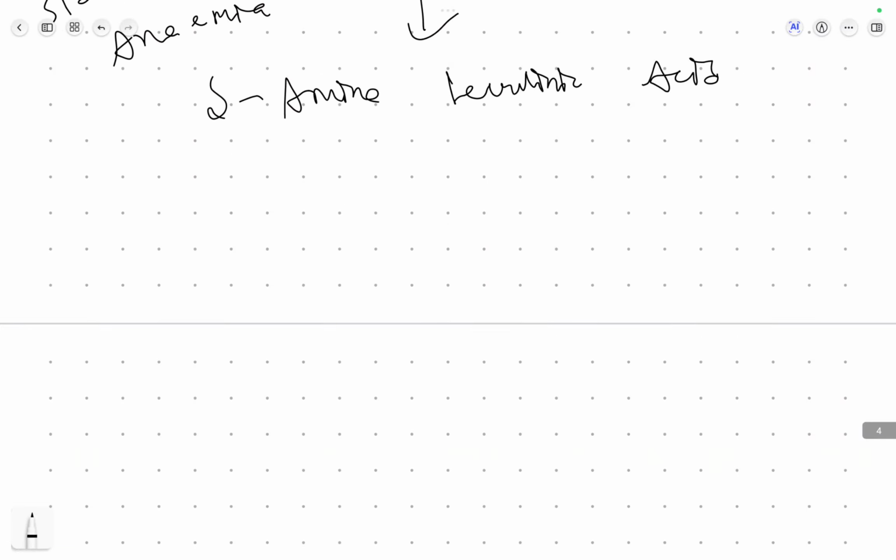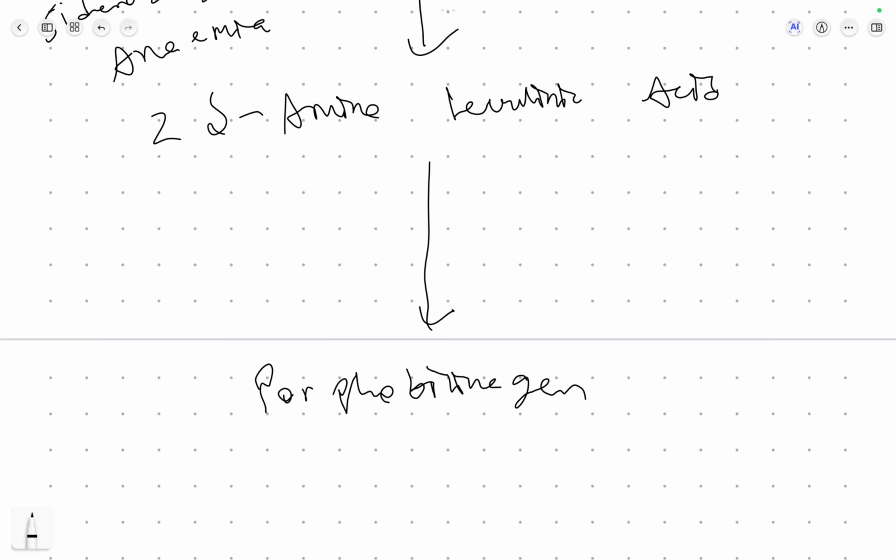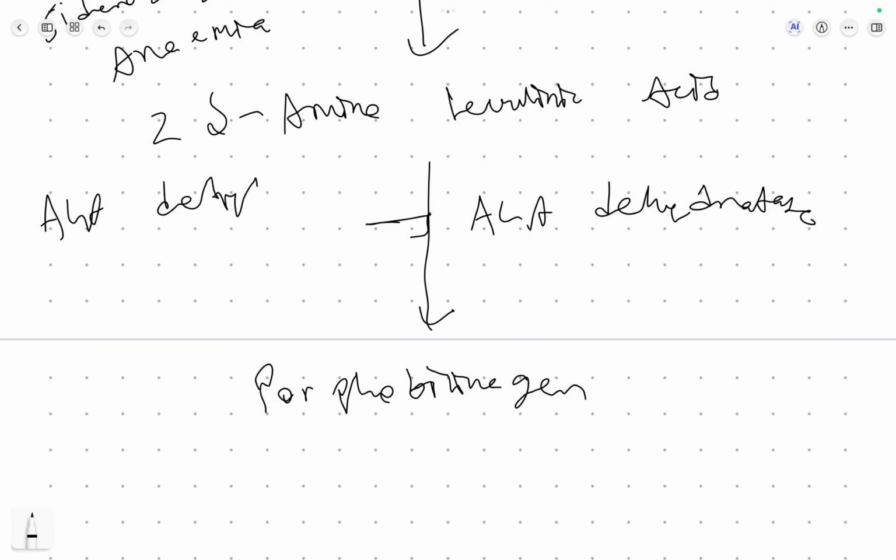Alright, and then after the formation of delta aminolevulinic acid, 2 delta aminolevulinic acid combine and form porphobilinogen, and the enzyme here is ALA dehydratase. If this enzyme is deficient, there will be ALA dehydratase deficiency porphyria.